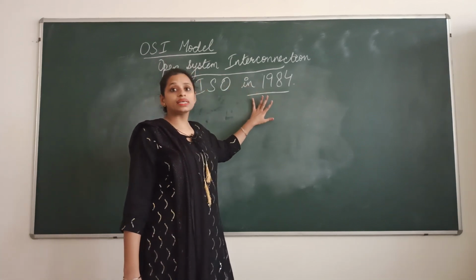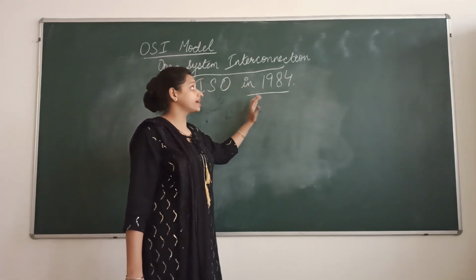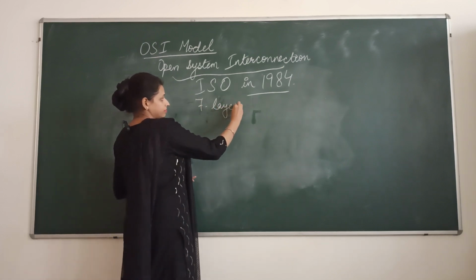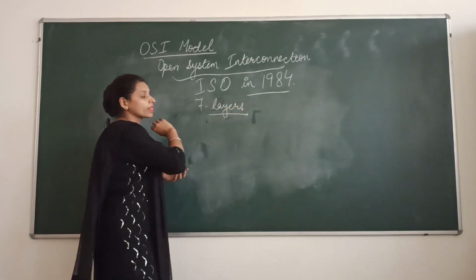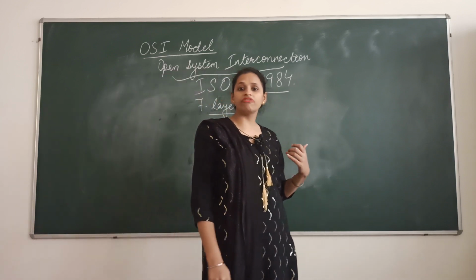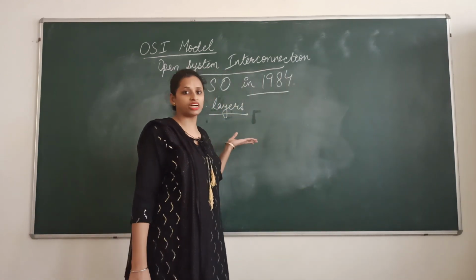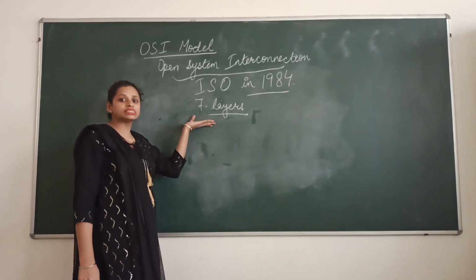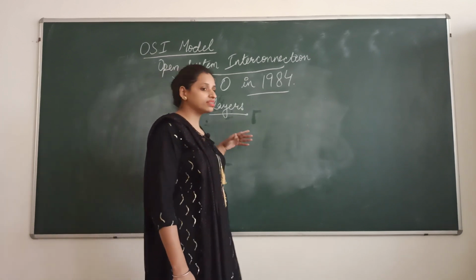Basically, it is a layered architecture. It consists of 7 layers. And each layer has to perform different functions, specific functions. So we have to discuss these 7 layers. So what are these 7 layers?